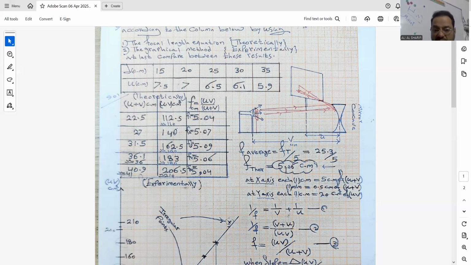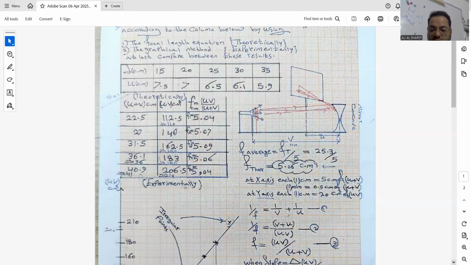By that, I will use the average function. Here I have 5.06 centimeters. That means the focal length is after the center of this mirror, after 5.06 centimeters will be the converging point. Now, the theoretical part is done.